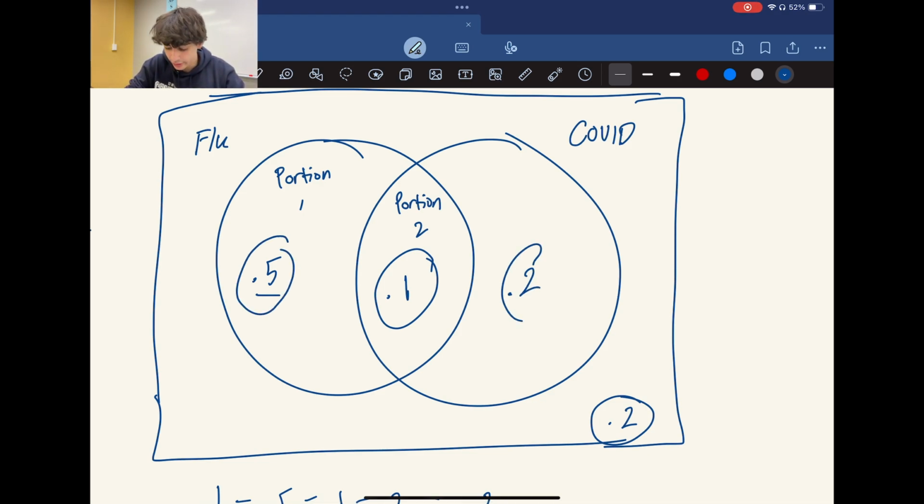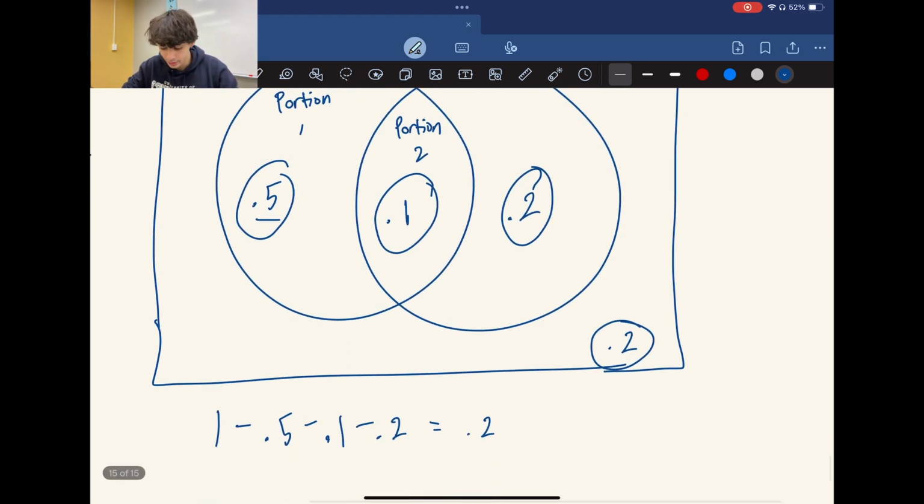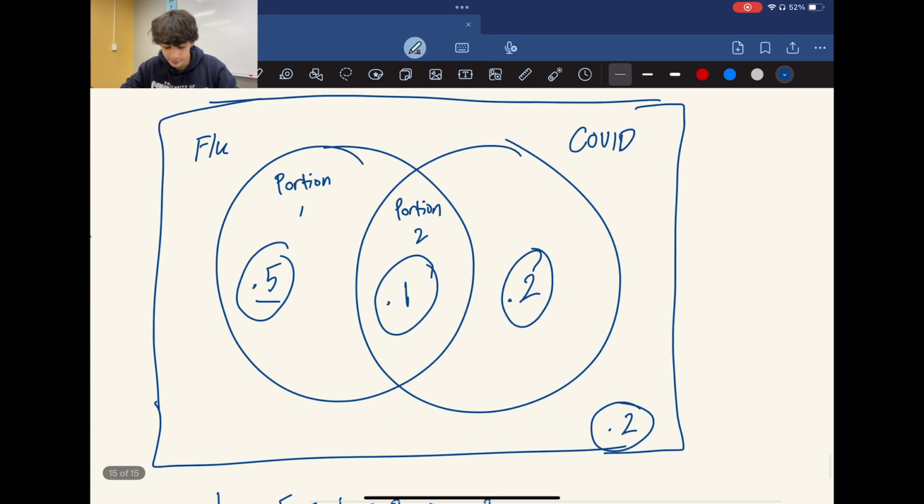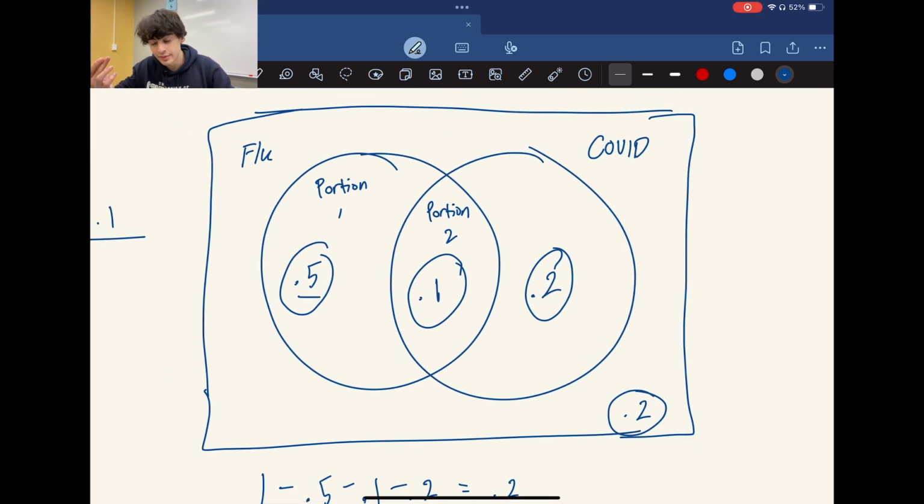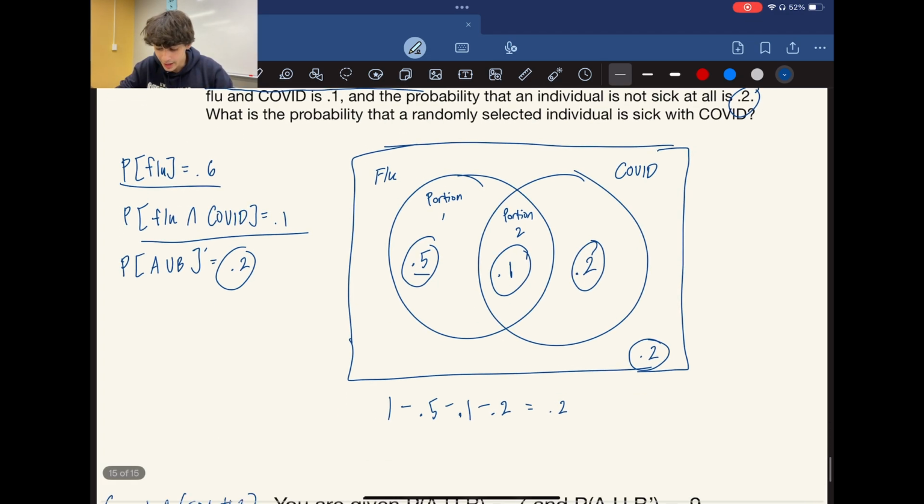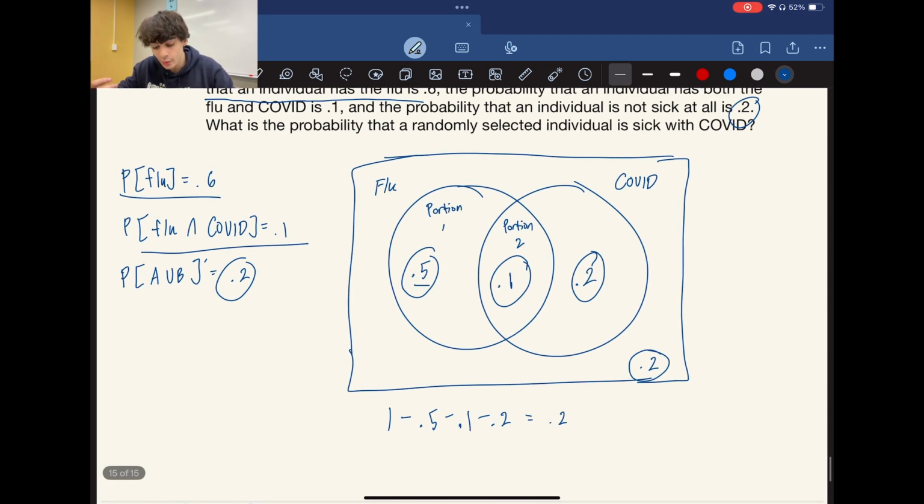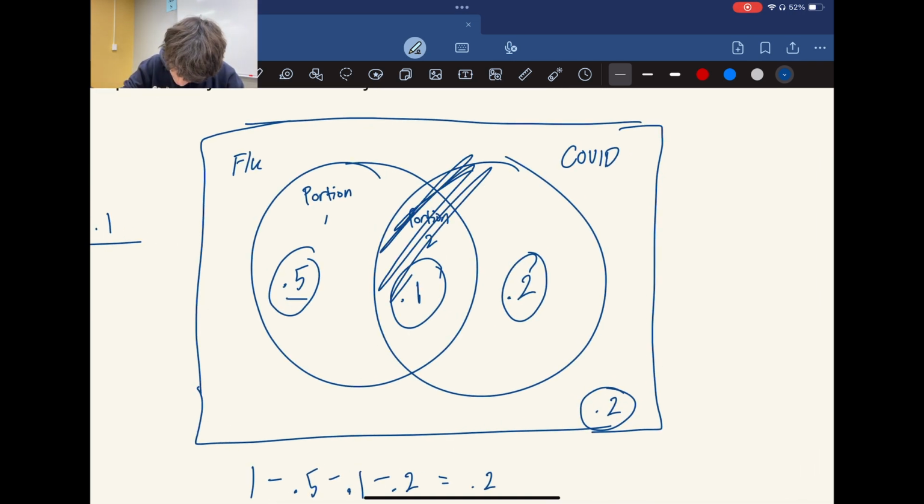0.5 plus 0.1 plus 0.2 plus another 0.2, that equals 1. It checks out. So we have our Venn diagram completely filled. And now going back to the actual question, they're asking, what is the probability that a randomly selected individual is sick with COVID? We're just going to go right here.